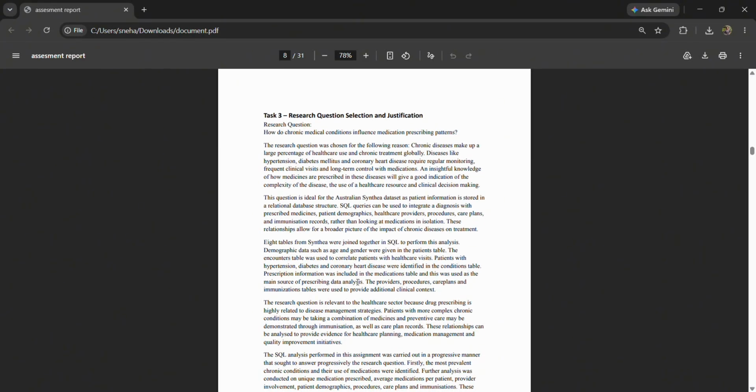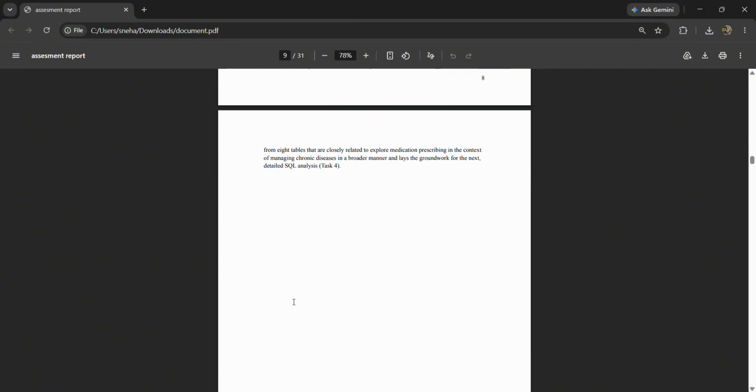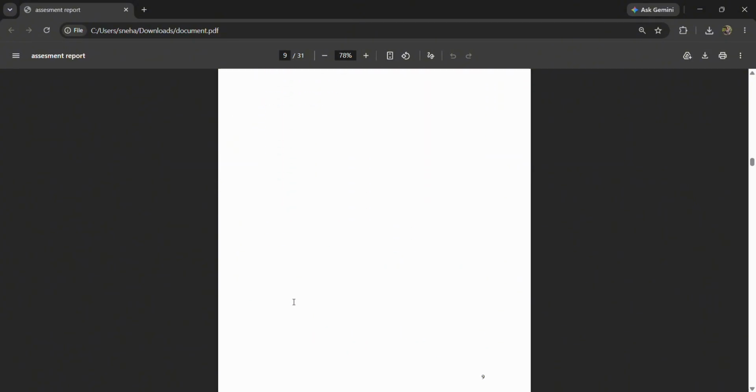My selected research question is, how do chronic medical conditions influence medication prescribing patterns? I selected this question because chronic diseases such as hypertension, diabetes, and coronary heart disease require ongoing treatment and medication management. Using SQL, I joined 8 tables to analyze diagnosis, medications, healthcare encounters, and other clinical information to understand prescribing behavior across these diseases. On pages 10 to 16, I have all the SQL analysis I have done.